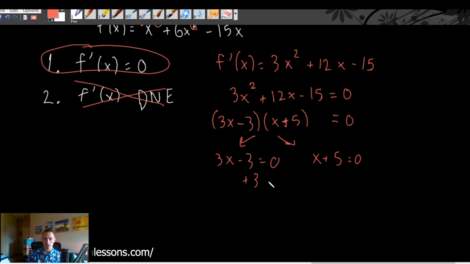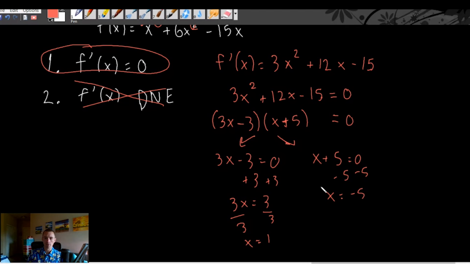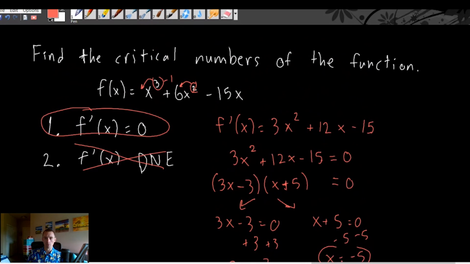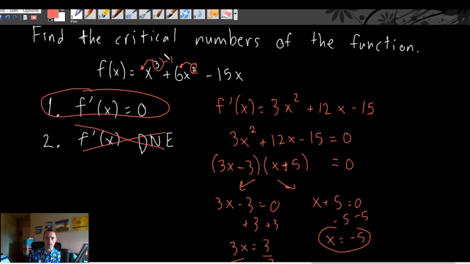So in this case, we can add 3 to both sides. 3x equals 3, divide by 3. X equals 1. And in this case, we just need to minus 5 from both sides. X equals negative 5. So x equals negative 5 and x equals 1 are going to be the two critical numbers of this function that we had up here.